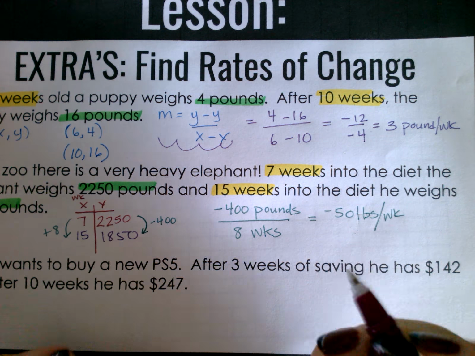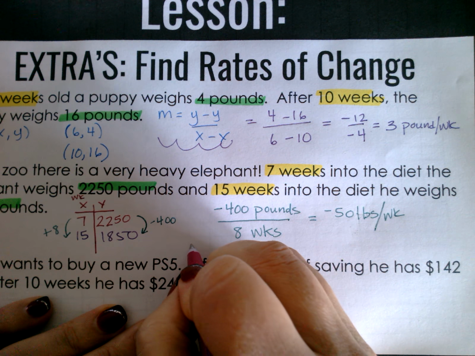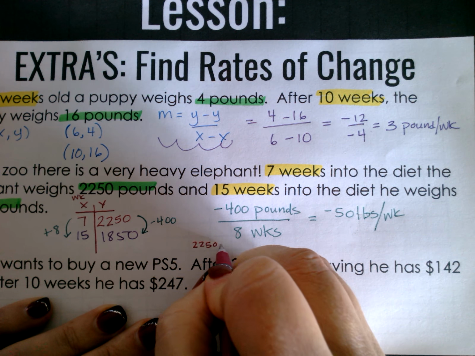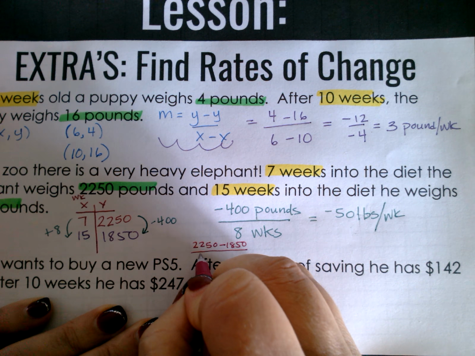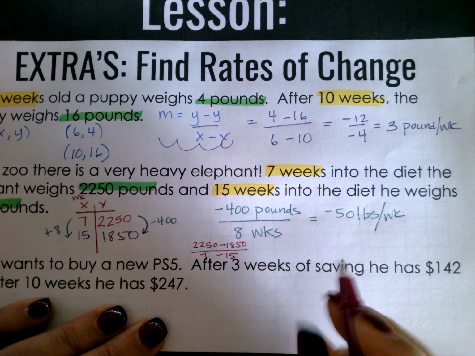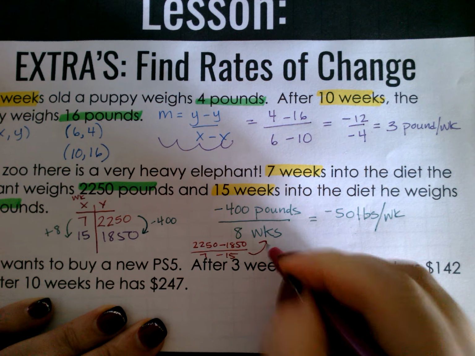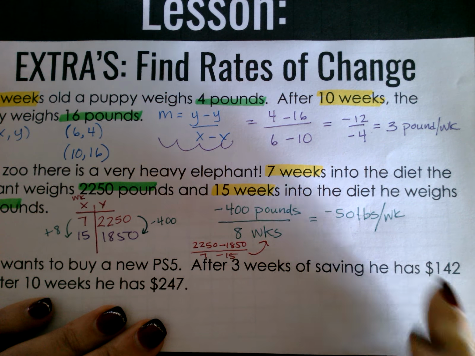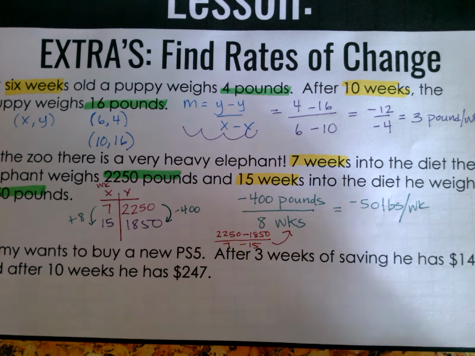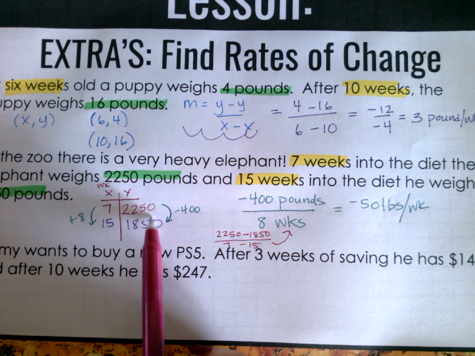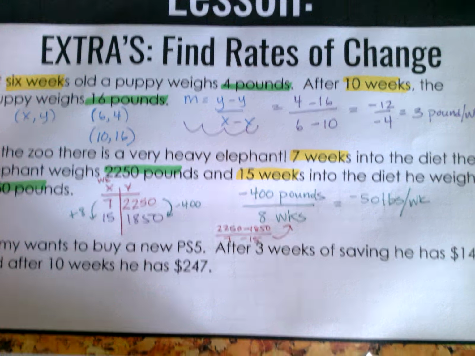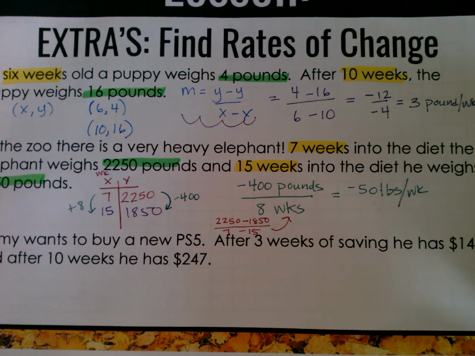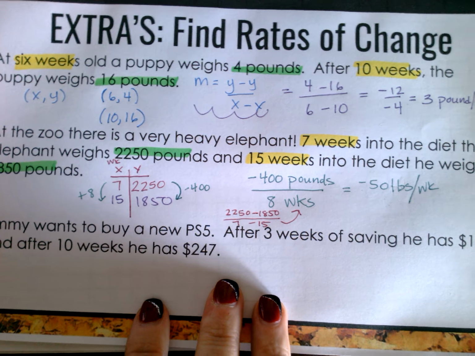If I wanted to go back to this equation, it would be the exact same thing. 2,250 minus 1,850, y minus y over x minus x. That would lead me to this, which still leads me to the solution. That makes sense. My elephant is weighing less, so we're losing negative 50 pounds.